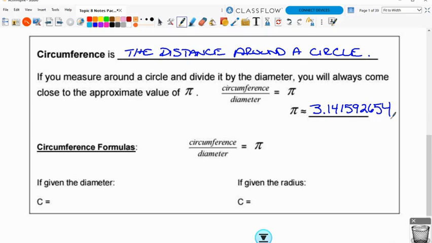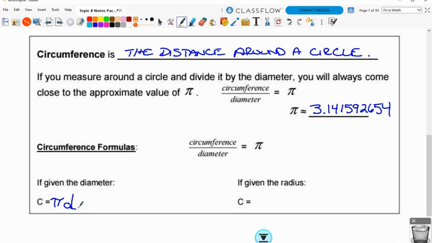Okay? So, in order to calculate the circumference, there are actually two different formulas that we are going to need to know. Remember that the circumference divided by the diameter is equal to pi, okay? So if I know the diameter of the circle and I want to figure out what the circumference is, all I would have to do is take that number pi and multiply it by the diameter, okay? One of your circumference formulas is C equals pi d. Circumference equals pi times the diameter.